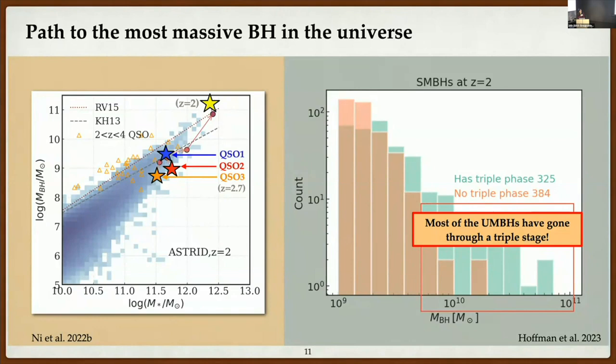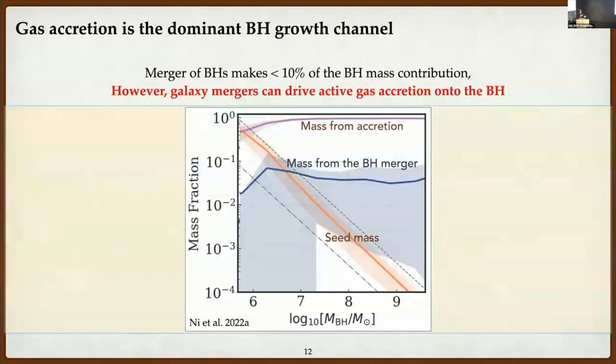We also investigate the handful of ultramassive black holes in ASTRID simulations and backtrace their evolution. We find that most of those ultramassive systems have undergone this triple stage that can be observed as a quasar triplet. So the implication is that the ultramassive black holes harbored by the current BCG clusters are likely to have assembled most of their mass at the epoch of cosmic noon, where the most violent galaxy mergers occur, and they evolve passively down to the current day universe. There's a caveat here: it's not the mass of the merged black hole itself, but the active gas accretion phase driven by the galaxy merger that makes the dominant contribution to the black hole mass budget.